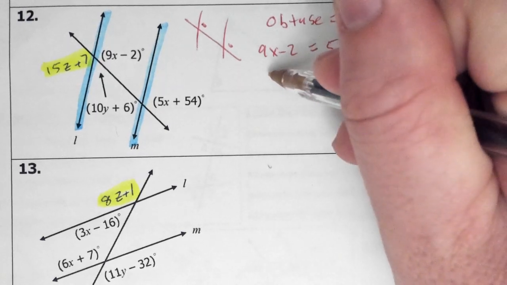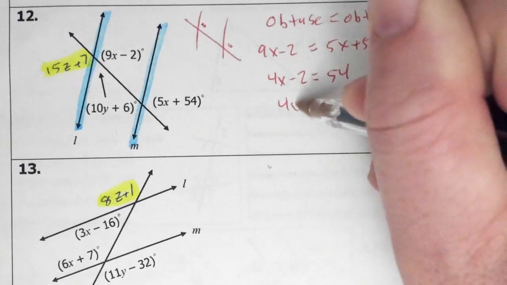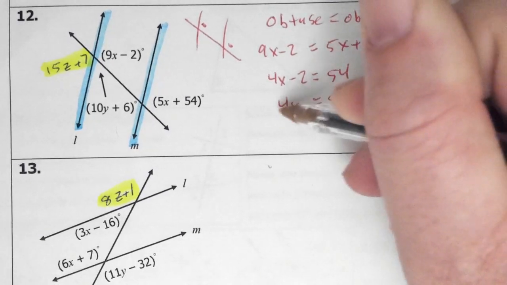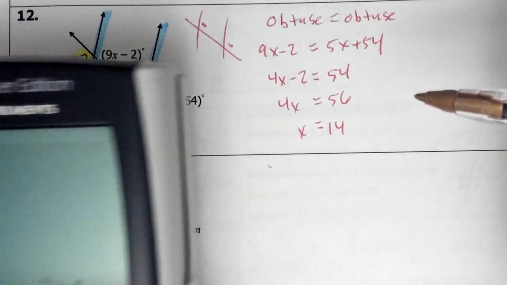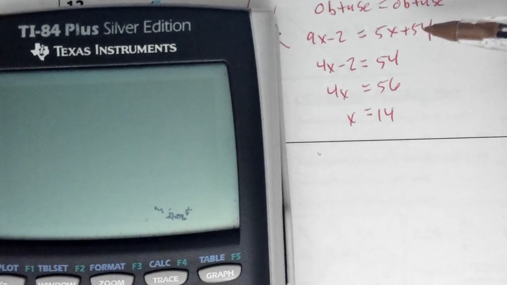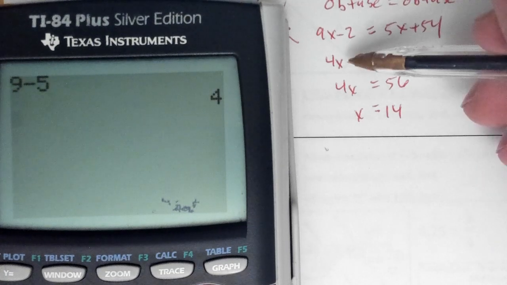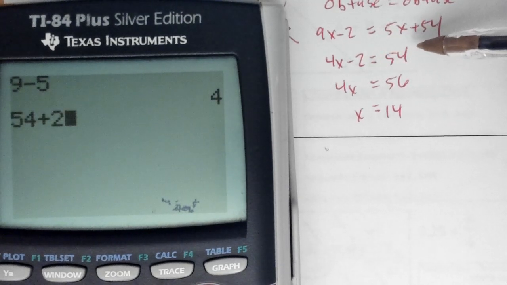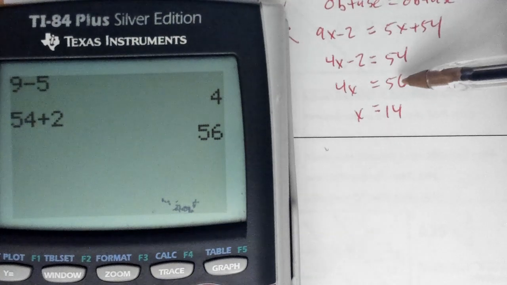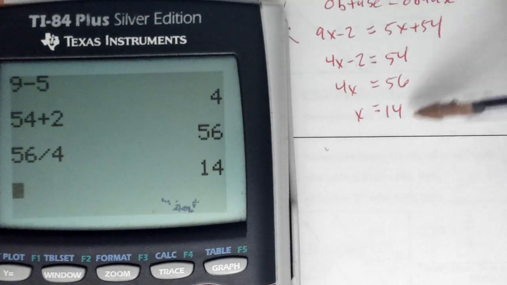I'm going to subtract 5x from both sides. That's 4x minus 2 is equal to 54. I'm going to add 2 to both sides. I get 56. I divide by 4, and x equals 14. Just so you know what was going on in my head, I'll do it one more time. We had 9, we subtracted 5, we got 4x. We had 54, we're going to add 2. And then we had that 56, and we're going to divide by that 4, and we got x is 14. So that's how we got that answer.